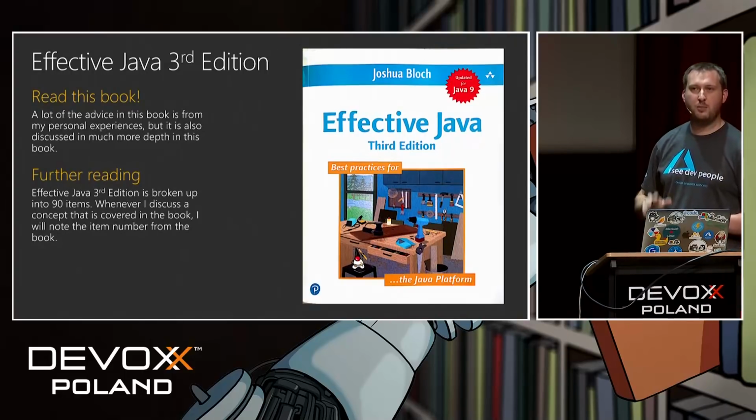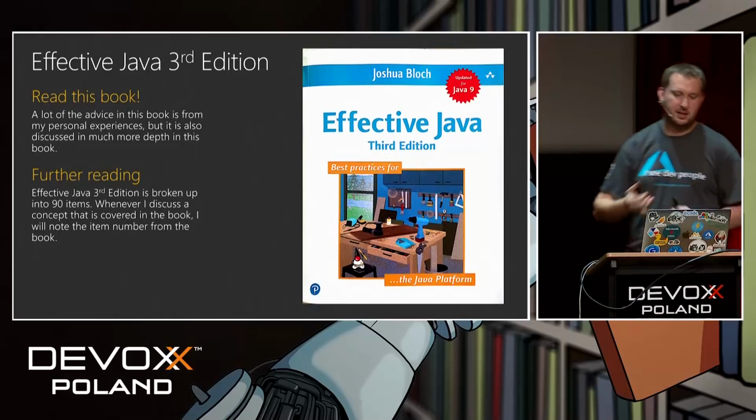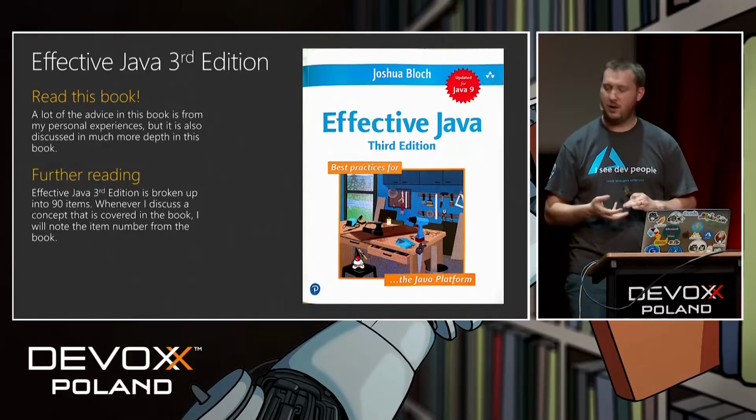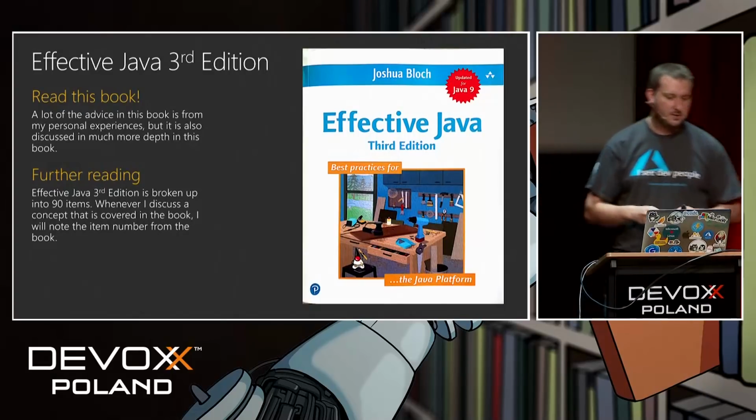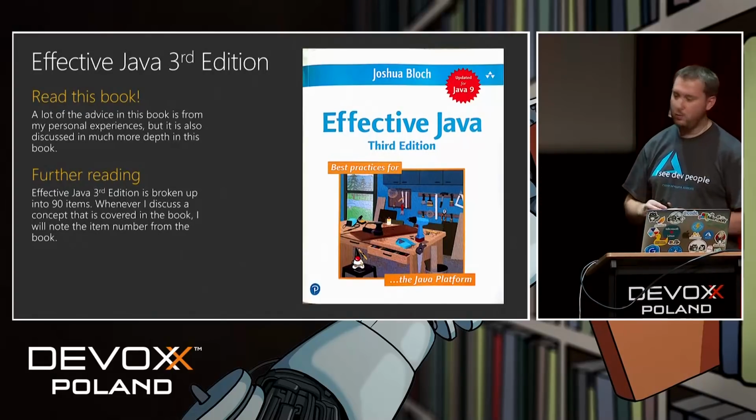It's a really, really good book for Java developers, right? It's got 90 tips in it in the latest version, and it's been upgraded for Java 9. So the last edition, the second edition, came out 10 years ago or so. It doesn't include things like streams and functional interfaces, and this last version is well worth the time to read.